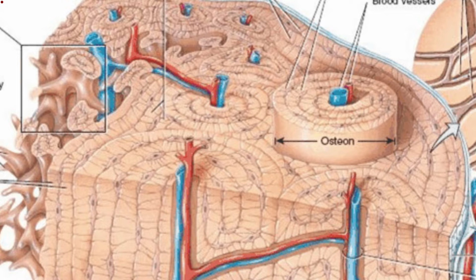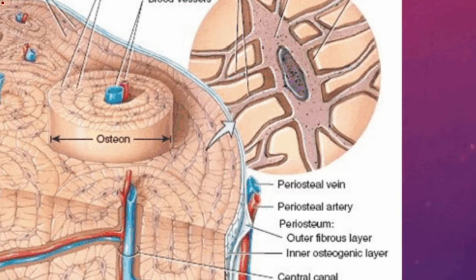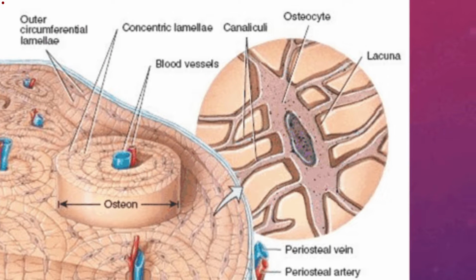So if we move over a little bit, this shows that blown up. The space is darker, right? And you see the space around here. That's the lacunae. This is the cell sitting in the space, the osteocyte. And then these extensions from the cell pass through these little canals. Those canals are called canaliculi.